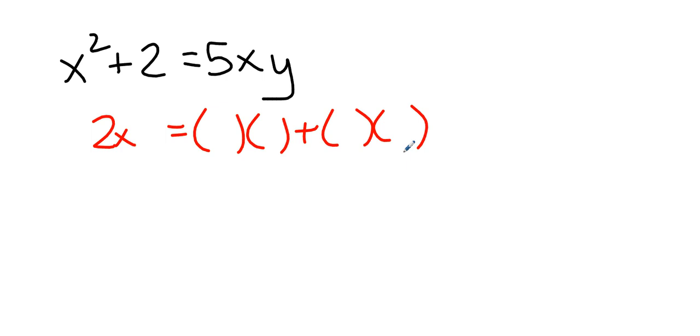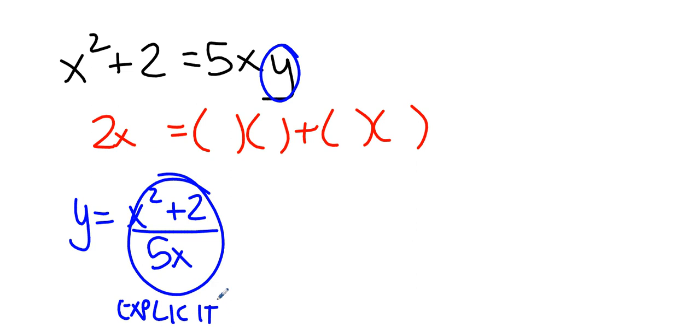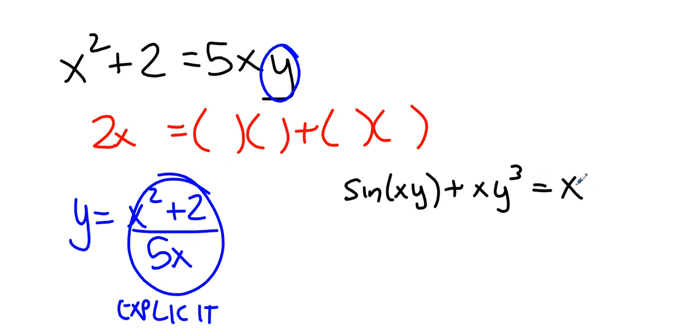But if I wanted to, I could solve for y. I could get that y is x squared plus 2 over 5x, and I could take the derivative of this thing explicitly. Implicit differentiation is what we do when the equation whose derivative we are looking for, well, we can't get y by itself. We just can't. We cannot get y by itself.